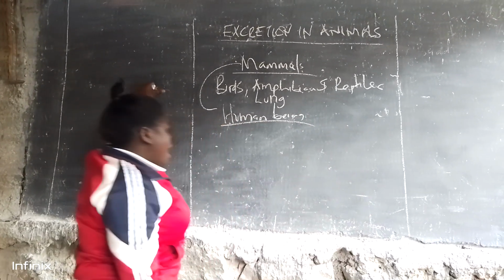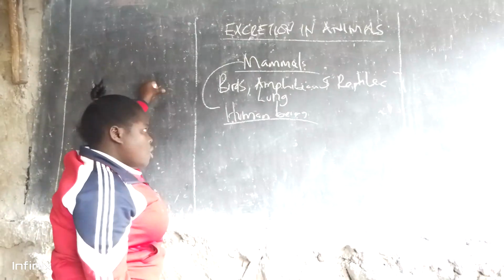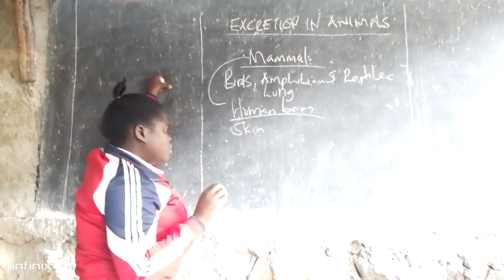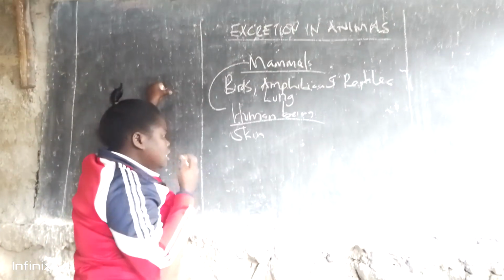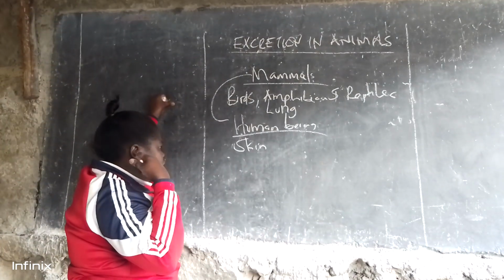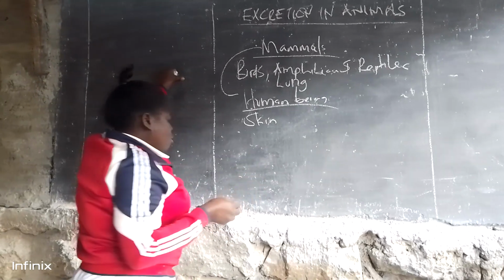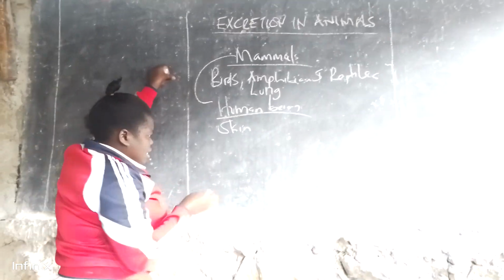Under human beings, we have three excretory organs. Number one, we have the skin. Skin is the largest excretory organ since it extends even in the openings. Inside the ear, we have the skin. Inside the nose, we have the skin. So it extends even in the openings, so it makes it the largest one.